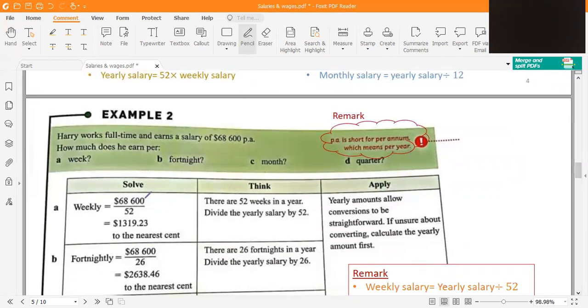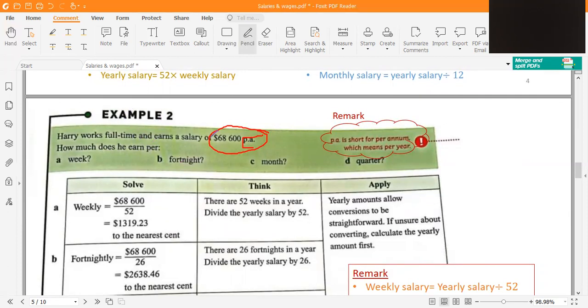In the next one, Harry works full time and earns a salary of $68,600 per annum. Per annum means per year. So here we have a yearly salary. How can we deduce the weekly, fortnightly, monthly, and quarterly salary from the yearly salary?